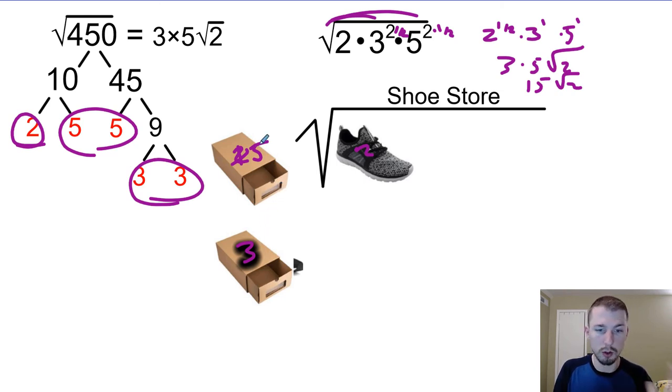We take it out of the box, throw it in the closet, and they're all mixed back up together because we're going to multiply it back when they're done. All right, so that's 15 radical 2. And what's left in the shoe store, that 1 2 all by its lonesome self.